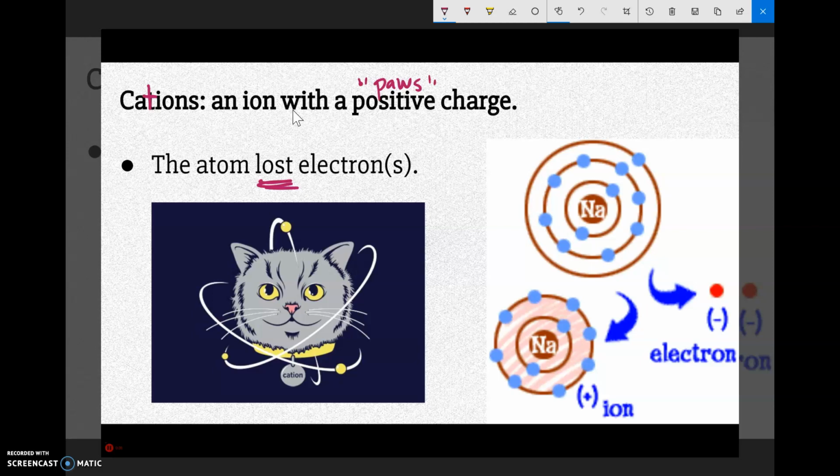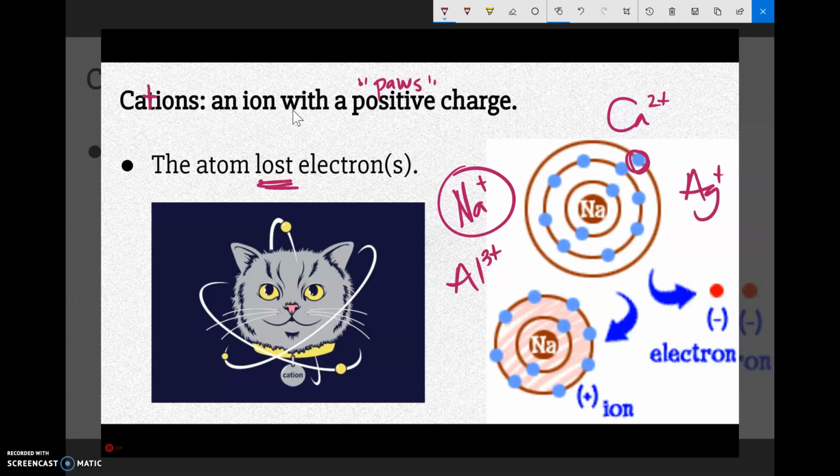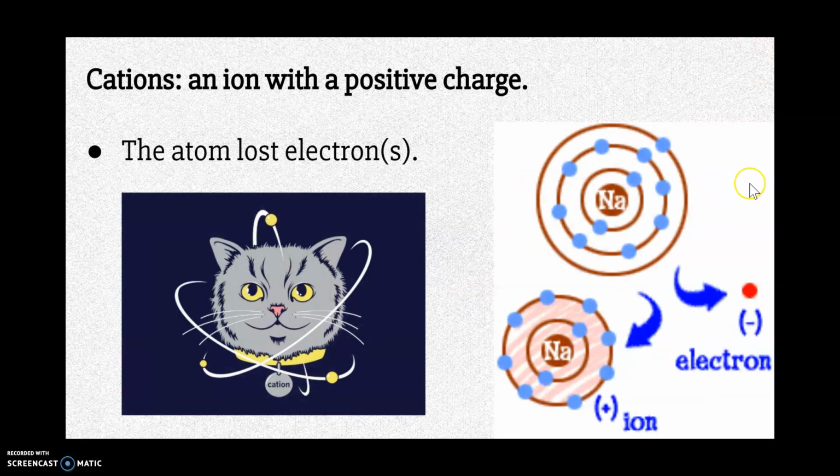So an example of this would be your sodium. We talked about these yesterday. So for example, sodium wants to lose an electron, this one specifically, in the outermost shell. And when we lose it, we're losing something negative. So when you lose something that's negative, things become more positive. So we have a +1 charge. Another example of a cation is aluminum with a 3 positive charge, or calcium with a 2 positive charge, silver with a 1 positive charge.